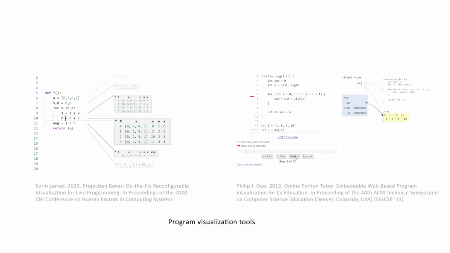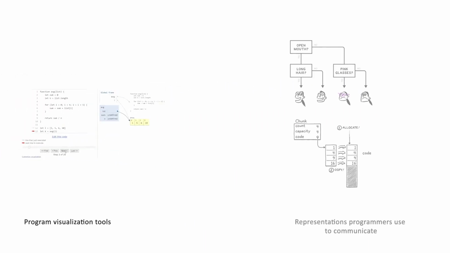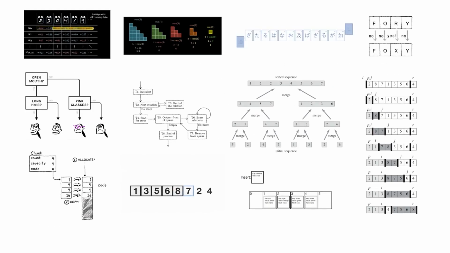Program visualizations reveal how code executes. They can help programmers to debug and write code, as well as to build useful mental models. But these line-by-line program visualizations differ from how programmers communicate code. Programmers regularly use visualizations that span many levels of abstractions, such as through handmade diagrams, flowcharts, and animations.